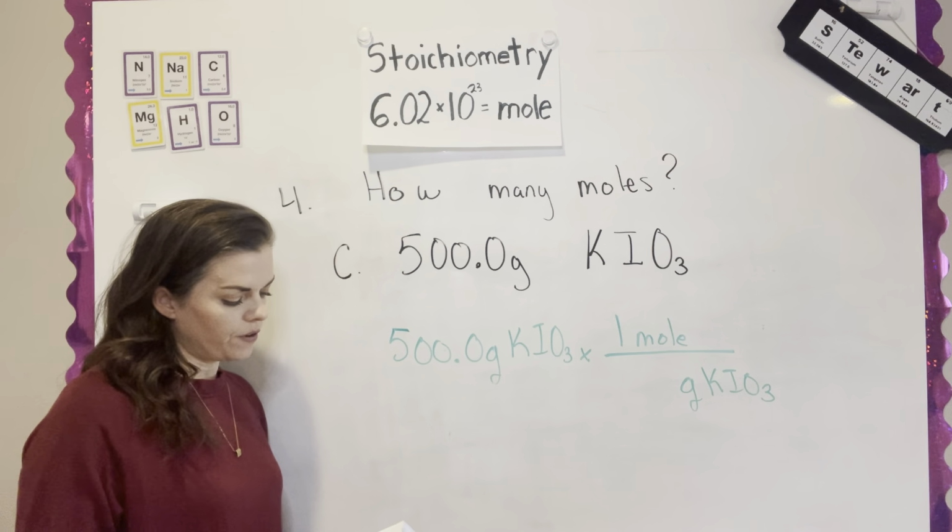Question number 16, more stoichiometry. The question says, how many moles of sodium are needed to make 500 grams of disodium sulfide according to the following equation? So it tells me I'm starting with 500 grams of this, and the question is asking me how many moles of sodium I'm making. Now, I can't go from grams to moles of sodium. I can only go from moles to moles of this. So let's convert this to moles as our first step.